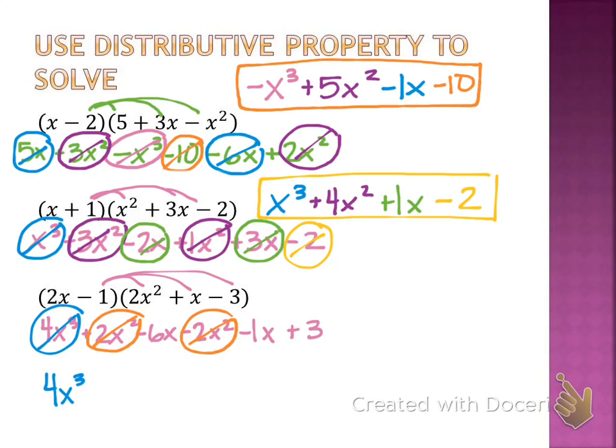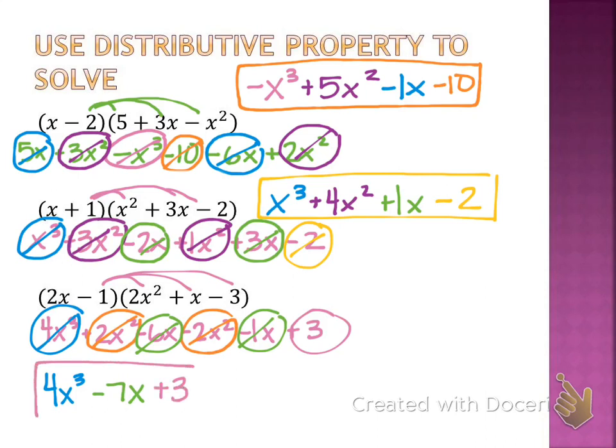Okay, my next thing is going to be negative 6x and negative 1x, which is negative 7x. And lastly, my last term is going to be 3. So I have plus 3. And this would be my final answer. Okay, that is the end of lesson 10.2 and 10.3.